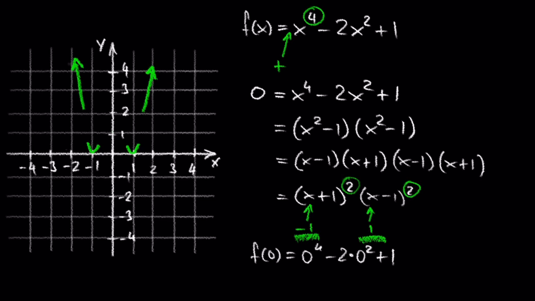0 to the fourth equals 0. 0 squared equals 0 times negative 2 equals 0. So what's left over is 1. In other words, the graph crosses the y-axis at 1.